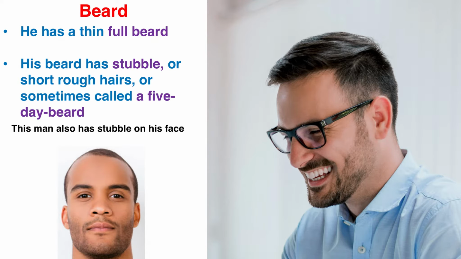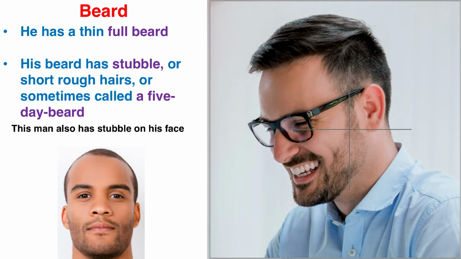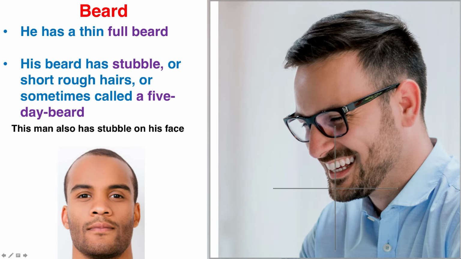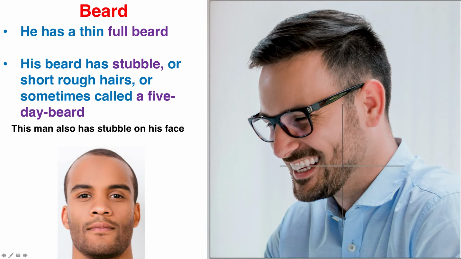A beard is the hair that covers his face. So since he has hair all over his face, this can be referred to as a full beard. So a full beard goes all the way down here, covers his chin, covers his upper lip, and then goes back on the other side. So he has a full beard.